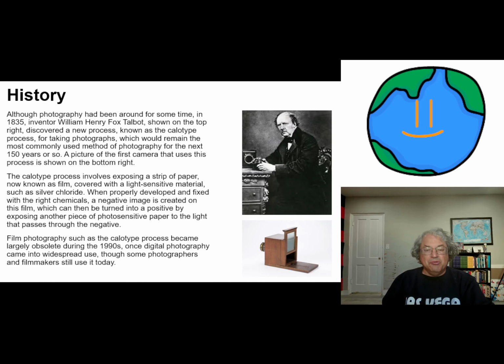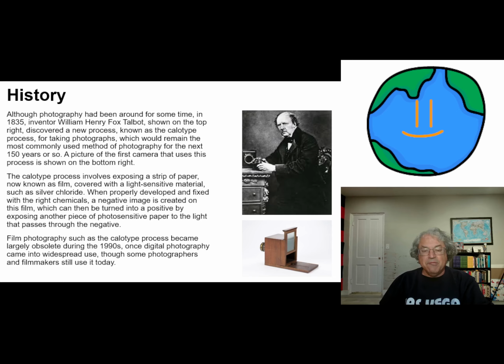Although photography had been around for some time, in 1835, inventor William Henry Fox Talbot, shown on the top right, discovered a new process known as the calotype process for taking photographs, which would remain the most commonly used method of photography for the next 150 years or so. And a picture of the first camera that uses this process is shown on the bottom right. I think you can also see a little picture of his camera on his picture to the left in here.